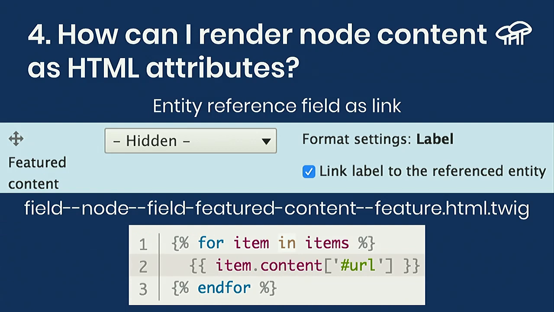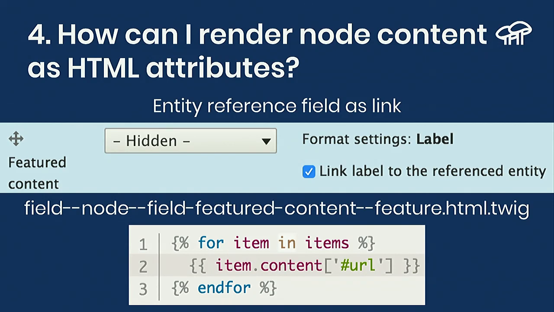This is another example. Let's say that you have an entity reference field and you want to use the destination of that entity reference field as a href attribute in a link tag. Let's say that in this content type, you have an image, but you want to use the link of the entity reference field as the href for the image. So how do you do that?